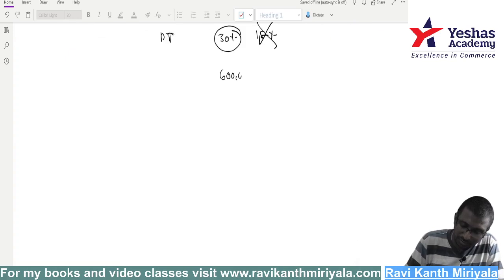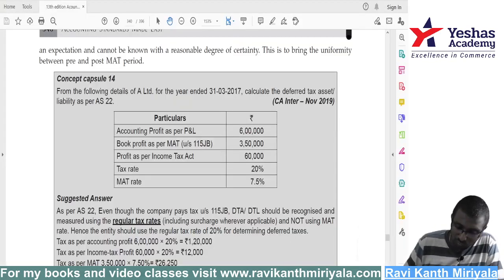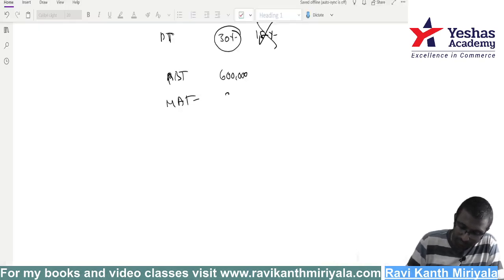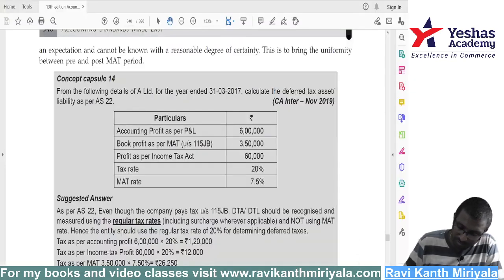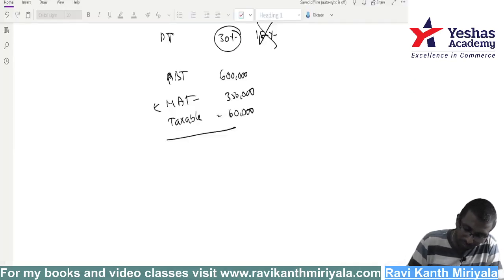6 lakh rupees is accounting profit, that is profit before tax. As per MAT, book profit is equal to 3,50,000. Taxable profit as per the Income Tax Act is equal to 60,000 rupees. The MAT rate I gave is 7.5%, and the normal rate is 20%.